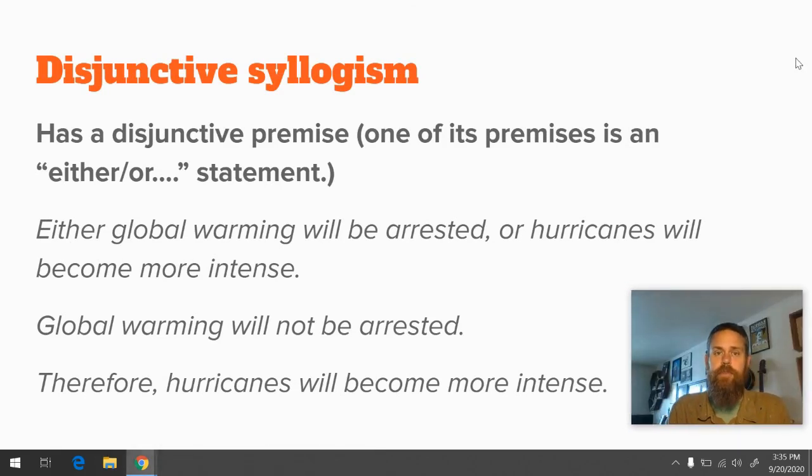All right, we'll get to truth versus validity in just a second, but let's talk about a third type of syllogism. This is the third type we're going to be talking about in this class. These are disjunctive syllogisms. These are syllogisms that have a disjunctive premise. So that means an either or premise.